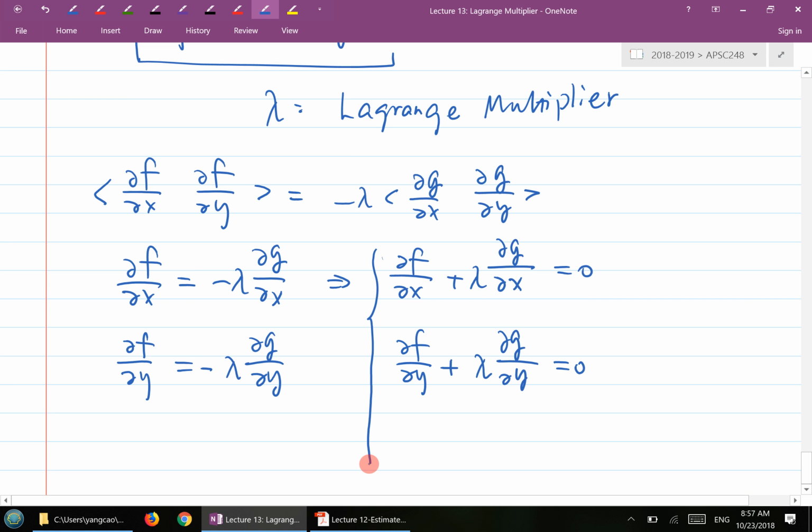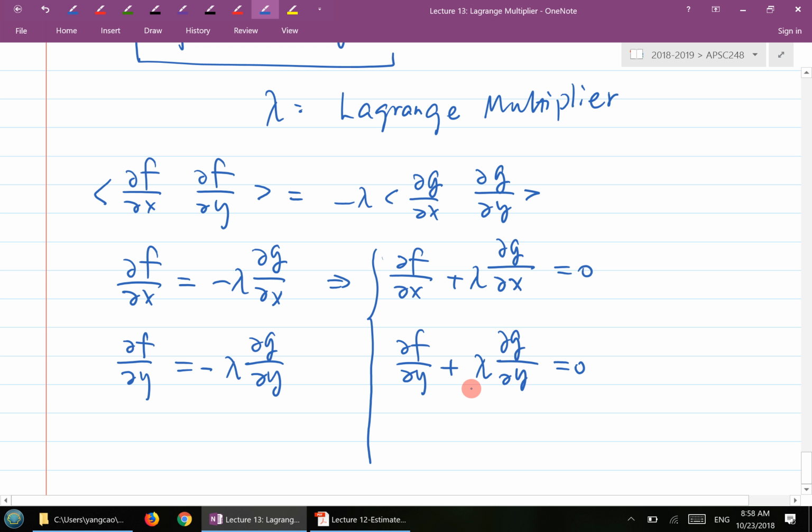Now these are the two equations. f of x y is a function of two variables. g of x y is a function of two variables. If you have the two functions, you calculate the two partial derivatives, and you put them in here, right? So up to here, you got two equations. How many unknowns? You have x y here, and you also have a lambda here. So two equations, three unknowns, right? That you cannot solve. In order to solve, you need a third equation. So what would be the third equation?